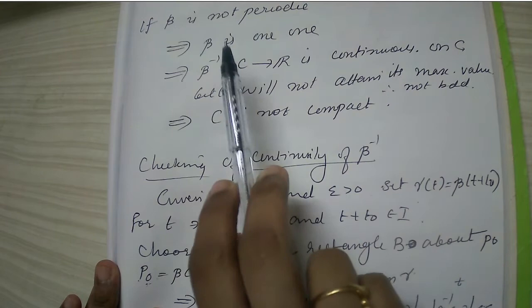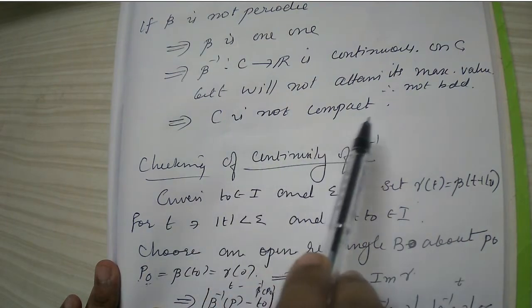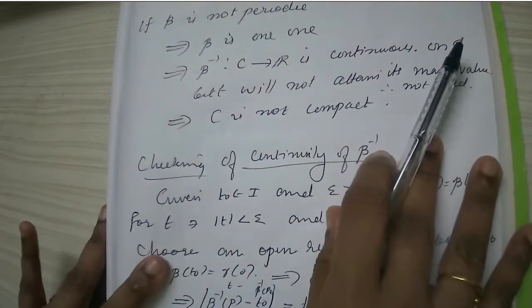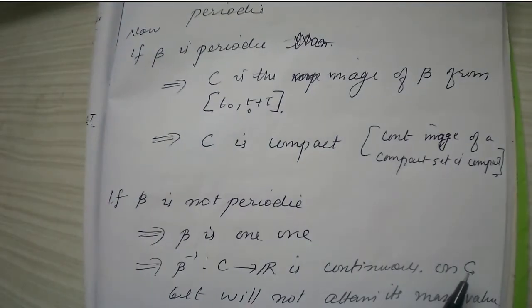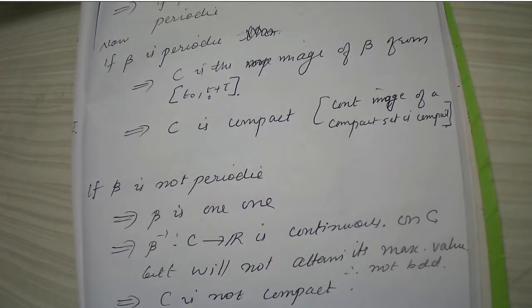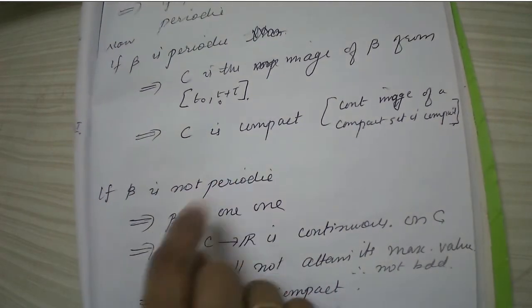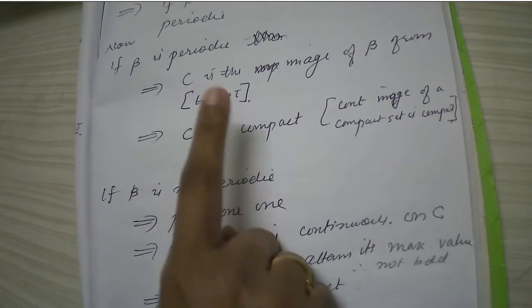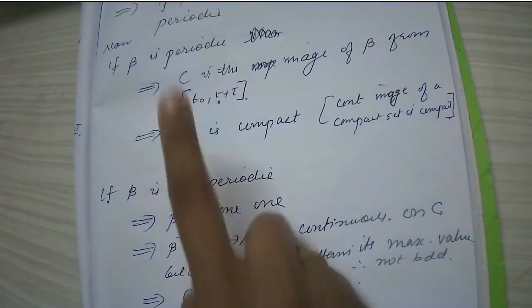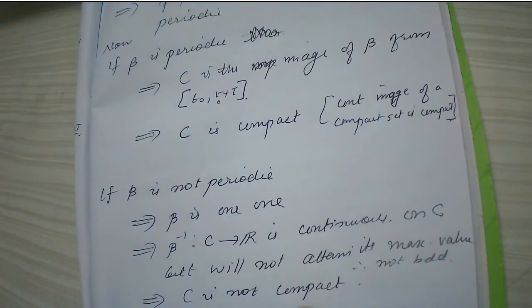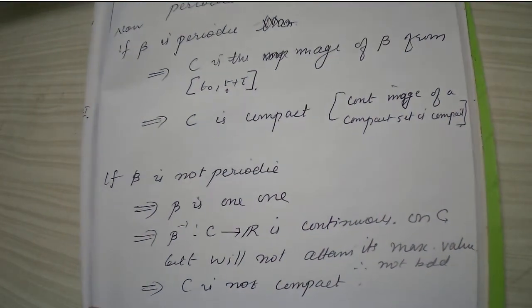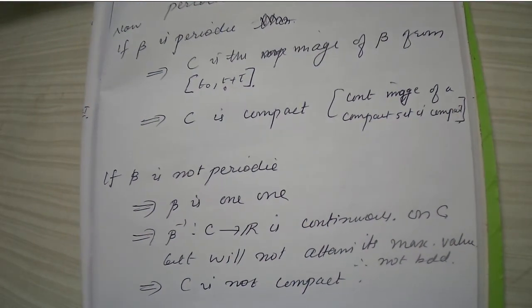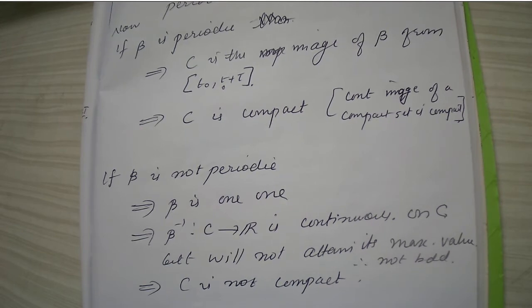So if beta is not periodic, C is not compact. So hence you can conclude that beta is periodic if and only if C is compact. So directly we are not proving that C is compact implies beta is periodic. It's not the way. We are taking the positive and negative statements to prove the negation of the other statement. Okay, that's a particular type of proof only.